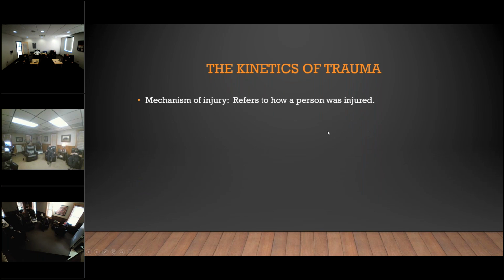So when we're looking at the kinetics of trauma, we're looking at the mechanism of injury and the transfer of that energy based on that mechanism of injury. And then we're going to utilize our index of suspicion based on what we have found as far as what our trauma assessment should entail and what specific components we should be focusing on.